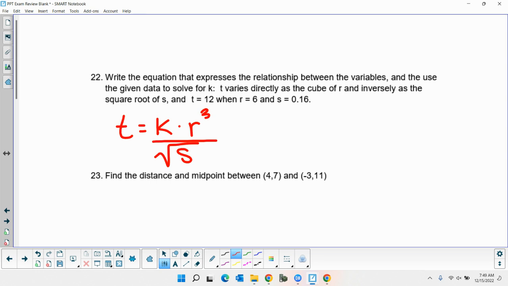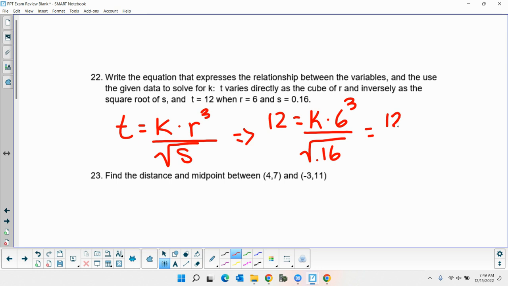Okay? It says t equals 12, so we're just substituting in. We're going to solve for k. So t is 12, r is 6, and s is 0.16, okay? So, I'm going to do both of those problems right now. 6 cubed is 216, and the square root of 0.16 is 0.4.